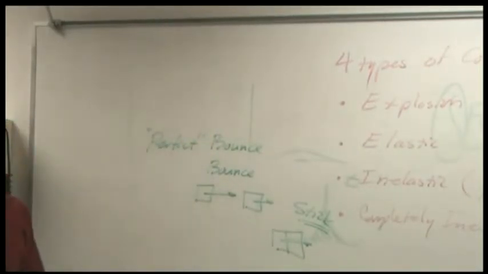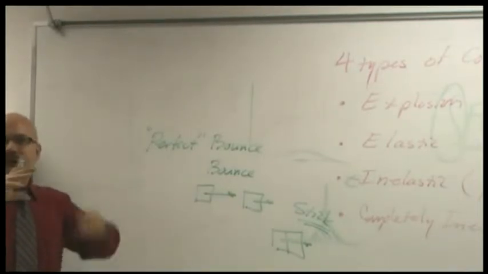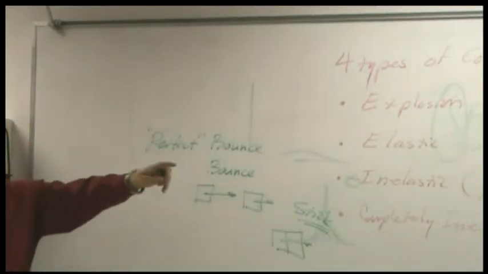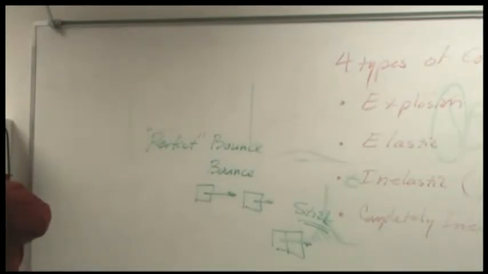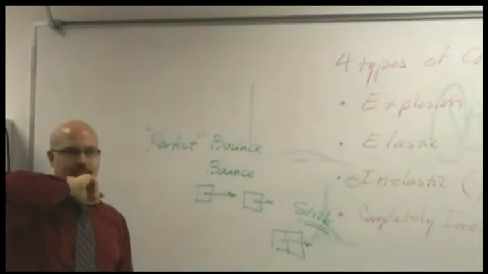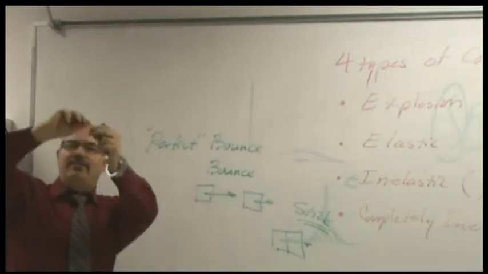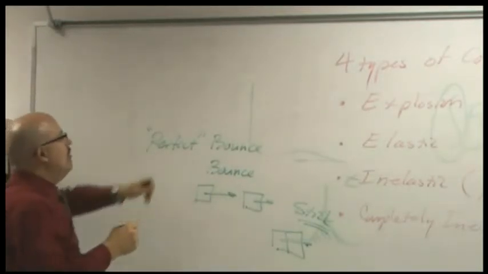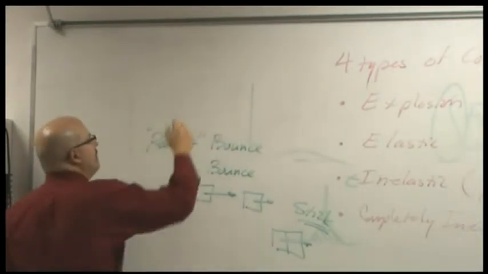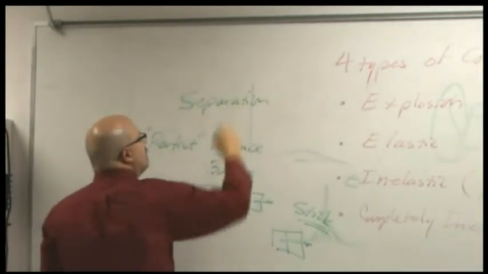Okay? And I think we know what an explosion is. An explosion can be something sitting still and then exploding, or it could be moving and then separating. Like the cannonball we did last time. The cannonball was moving through the air and then it exploded. Or a rocket that's going up and the stages separate. So the key thing here is that there is some sort of separation.